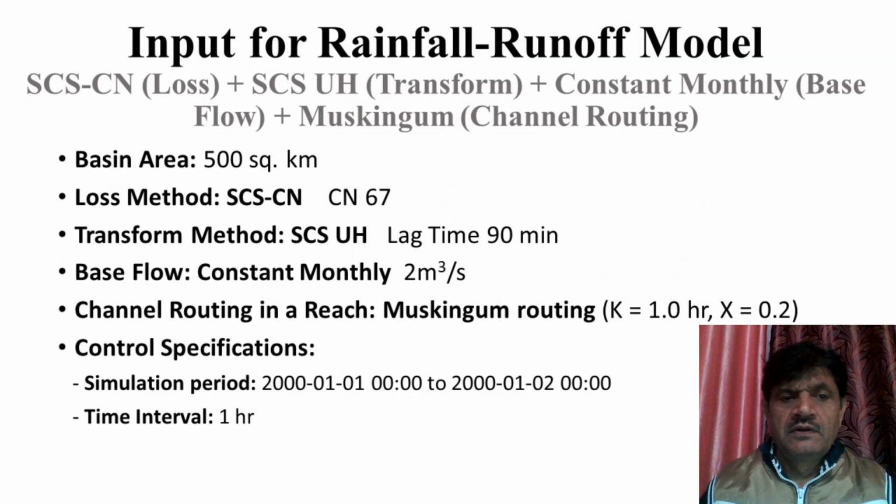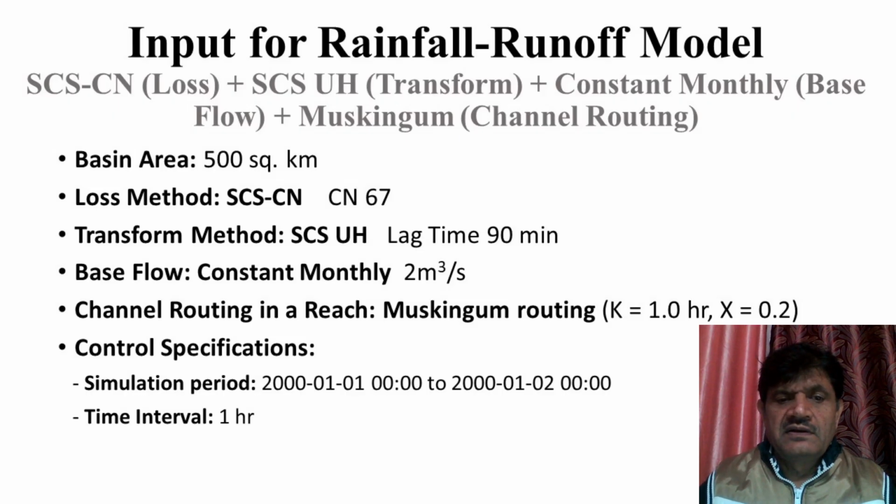So let's begin. Here in this example, we will consider the loss method as SCS-CN method and the transform method as SCS unit hydrograph method, and base flow will compute from the constant monthly method and channel routing from the Muskingum method.